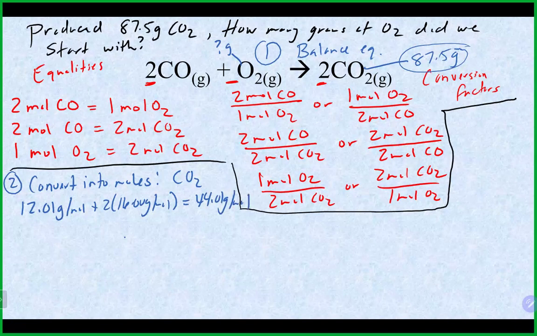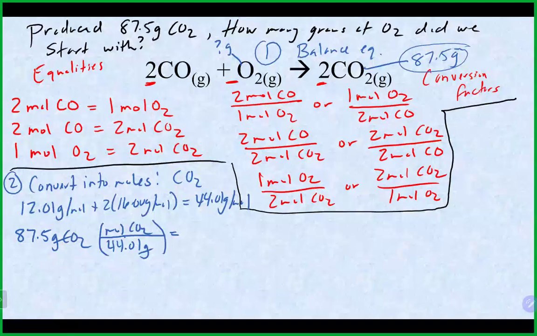So we're going to take the grams that they gave us, 87.5 grams of CO2. We're going to go opposites to cancel out the grams. So the 44.01 grams per mole of CO2. The grams are going to cancel, and that's going to get us 87.5 divided by 44.01. We'll do a 1.9882 moles of CO2. Any questions on that so far?